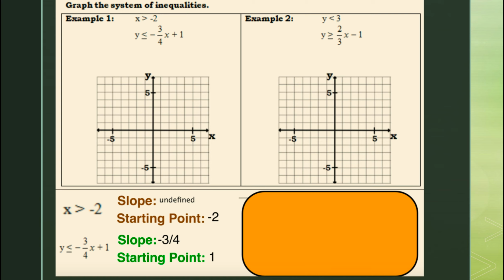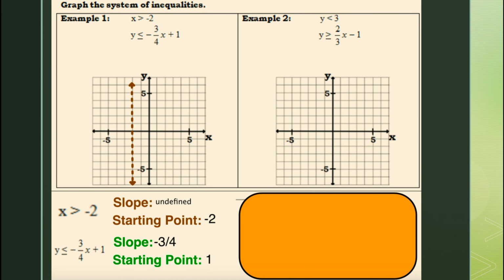So it's always going to be at -2, so it won't cross the actual y-intercept. So this is a special case, special scenario. Now with the second inequality though, we see that the slope is -3/4. Now that's what you're used to seeing, and then the starting point is 1. So you can go ahead and apply the starting point and use the slope with that one.